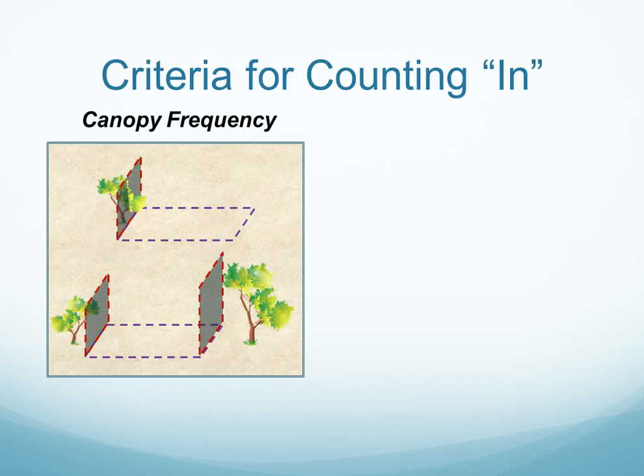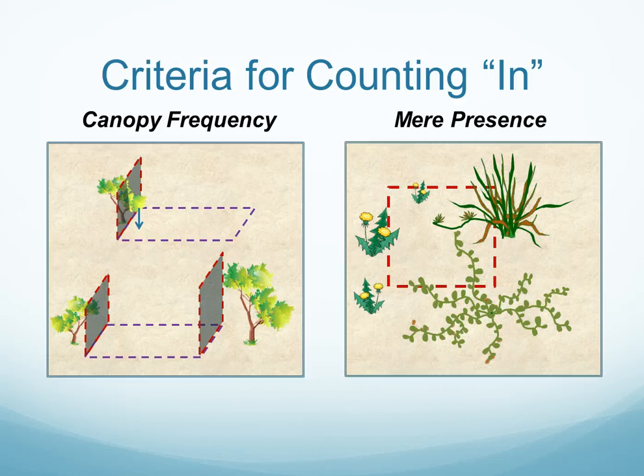Canopy frequency is something that we include for larger plants, such as large shrubs and trees. And that's because the stem of the plant, or where the plant is rooted, may not occur in the plot. But the canopy certainly has influence over that area that's defined as the plot. And so we will define canopy frequency if any portion of the canopy of a plant occurs over the plot. And then the last case we call mere presence.